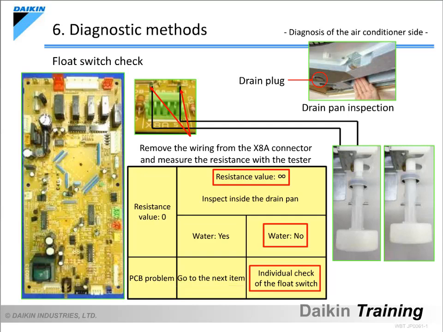If there is no water in the drain pan, it could be a false detection, and the float switch should be checked individually. Remove the drain pan and move the float switch up and down by hand to see if the resistance indicates a short circuit when the switch is down and an open circuit when the switch is up.